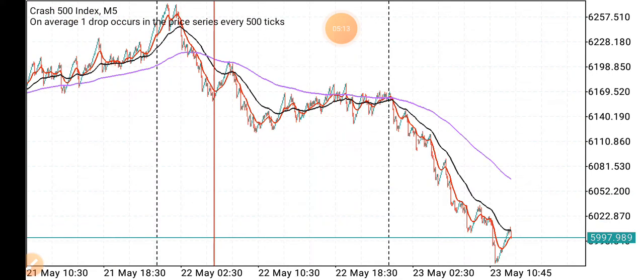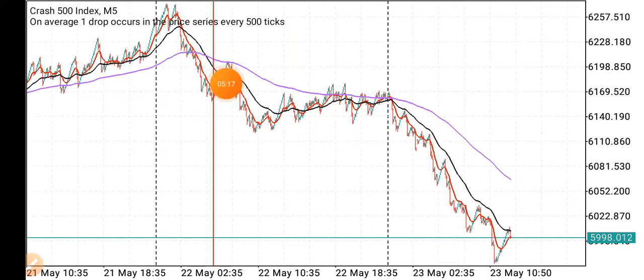First of all, just look for this golden cross right here, where the purple and the black line cross. That's the 50 and 200. Whenever they cross, you start looking for entries in that one direction.